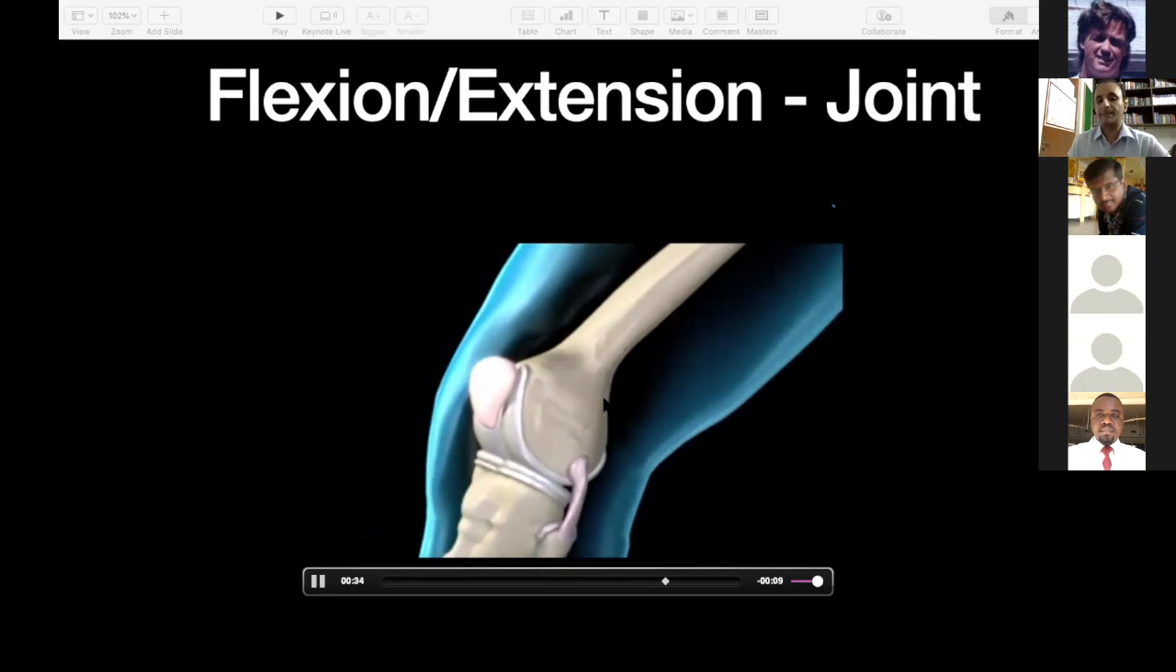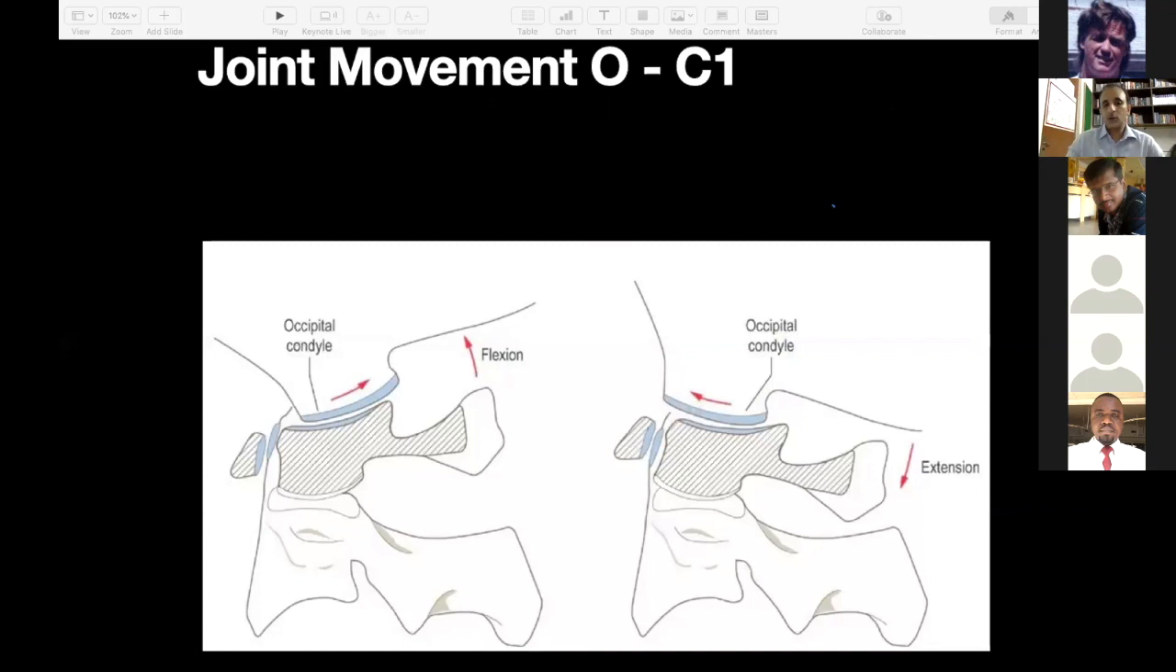Now, look what happens in flexion and extension. When you flex, the posterior part of the occipital condyle goes back. So all of you just try to flex your head and you will understand that the posterior part of the occipital condyle is going back. Is that clear? Everybody agrees to that? Yes. Everybody agrees?